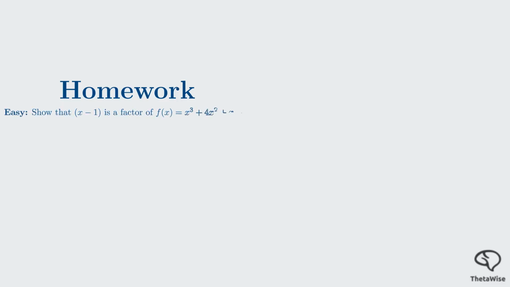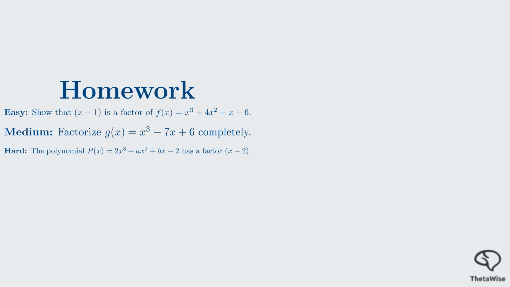Question 1. Show that x minus 1 is a factor of f of x equals x cubed plus 4x squared plus x minus 6. Question 2. Factorize g of x equals x cubed minus 7x plus 6 completely. Question 3. The polynomial p of x equals 2x cubed plus ax squared plus bx minus 2 has a factor x minus 2. When p of x is divided by x minus 1, the remainder is negative 3. Find the values of the constants a and b.